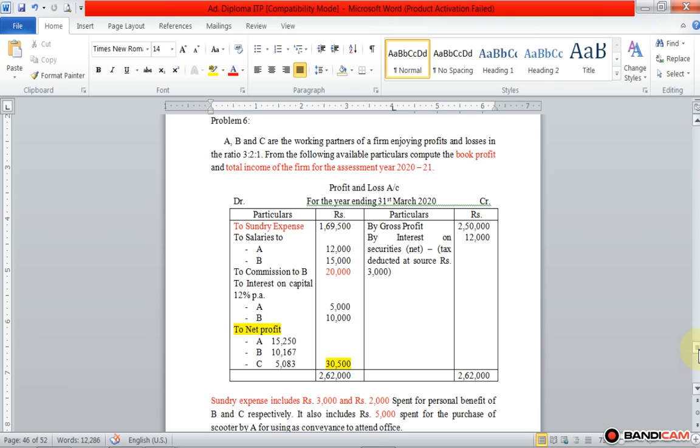म्हणजे आपल्याला एक्झम्प्ट किती आहे, 12% एक्झम्प्ट आहे. ओके, त्यामुळे इंटरेस्टचा काही क्वेश्चन इथे येत नाही. नेट प्रॉफिट झालेला आहे 30,500. या क्रेडिट साईडला ग्रॉस प्रॉफिट आहे 2,50,000. इंटरेस्ट ऑन सिक्युरिटीज मिळते 12,000.